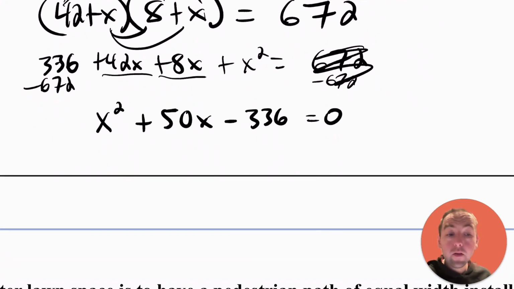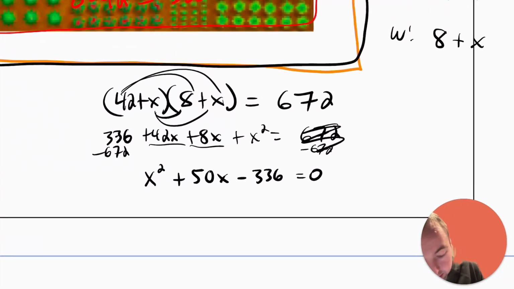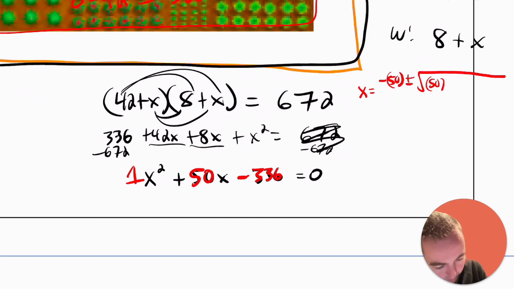All right, so now that we've got this quadratic equation, and we've got an expression on one side that's in standard form, then we want to try to solve this. If you could figure out how it factors, if it factors nicely, you could do that. We could maybe complete the square. We could use the quadratic formula, whatever you want to use, right? So I'll go ahead and just use the quadratic formula. So my a is going to be 1, my b is going to be 50, and my c is going to be negative 336. So the value of x here will be equal to negative b plus or minus the square root of b squared minus 4ac, all over 2 times a.